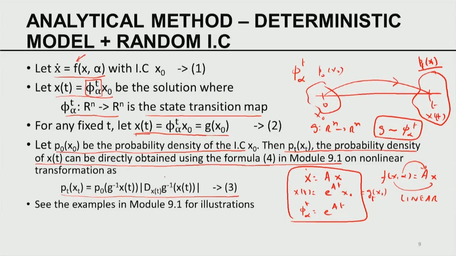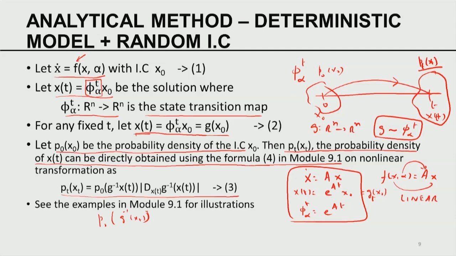Now, let us look at what is happening in here. So, p naught is the initial density that is evaluated at g inverse of x of t. Why g inverse of x of t? Because the distribution of x naught is known. G of x naught is the value of the solution at time t. So, g maps the initial state to the state x t.